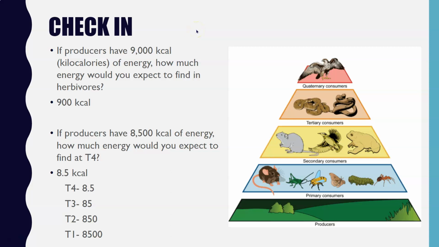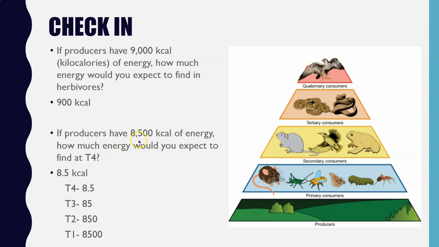So if producers have 9,000 kilocalories of energy, how much energy would you expect to find in herbivores? Okay, so producers would have 9,000, and remember only 10% goes, so all you have to do is move the decimal point over 1 if you are going up 1 level. So every time you go up a level, just move the decimal point over to the left 1. So the herbivores would be your primary consumers, so you're just moving up one level. So from 9,000 it goes to 900.